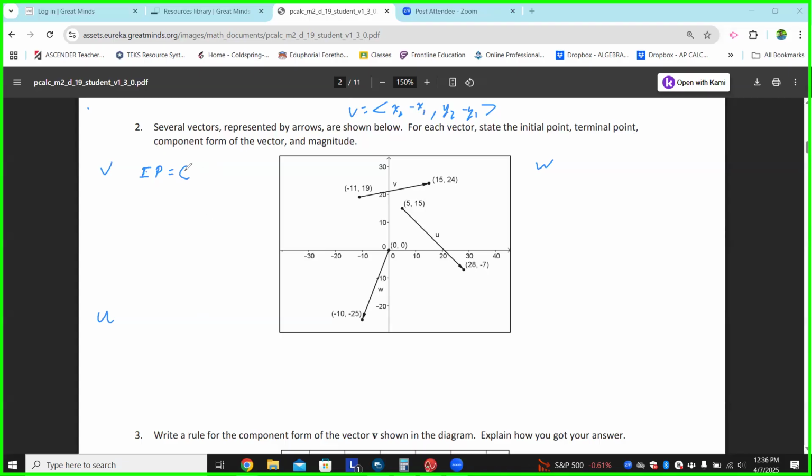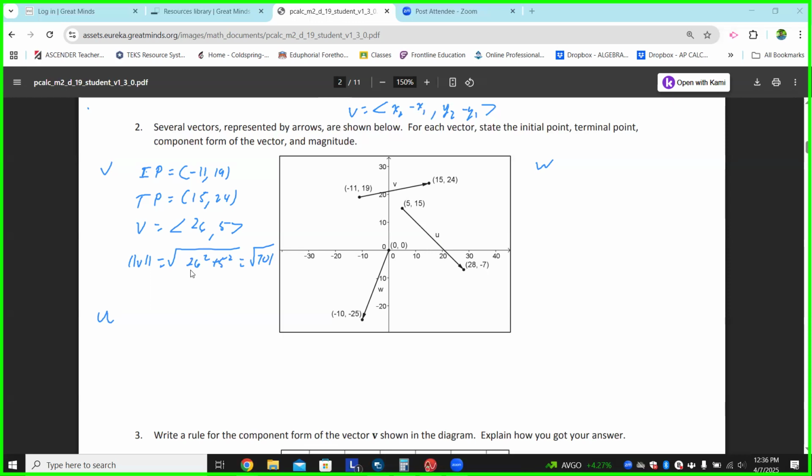All right, what's the initial point of V? Perfect. Terminal point of V. Perfect. Vector or component form of vector V. Good. 15 minus negative 11 is 26. 24 minus 19 is 5. There we go. And then the magnitude of V would be 26 squared plus 5 squared, which is awesome. So this right here is 676 plus 25, which gives you 701.